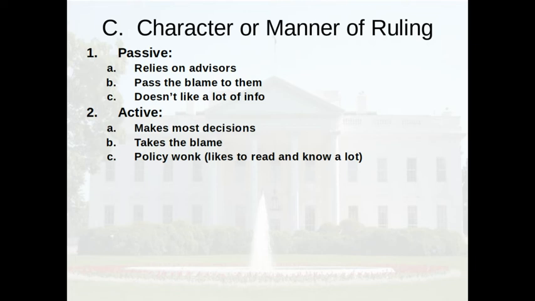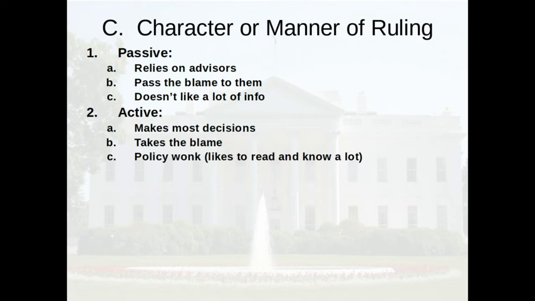Ronald Reagan is a good example of that. He was a passive president. He was an actor originally, so he didn't have a lot of experience necessarily in politics. He had been governor of California, but he relied a lot on advisors, and he also didn't like lots of information. He actually asked that anything brought to the Oval Office would be just 1 to 2 page summaries, and so he was more of a passive president.